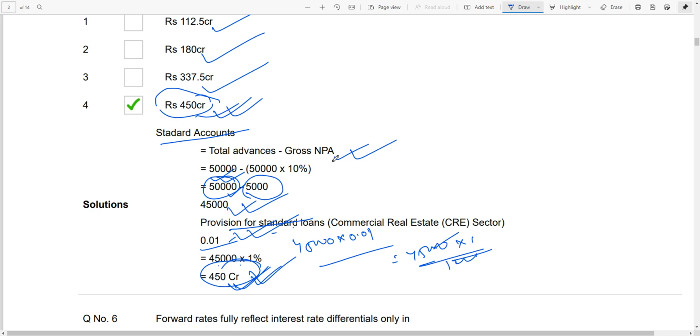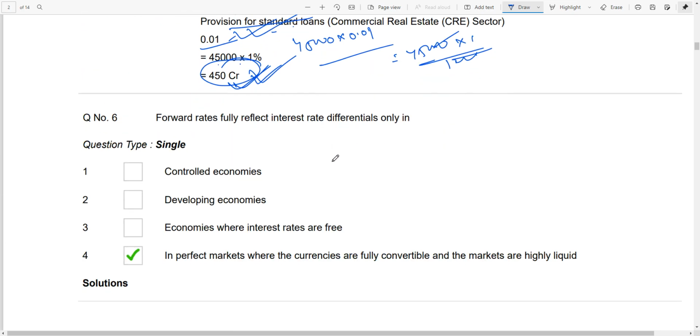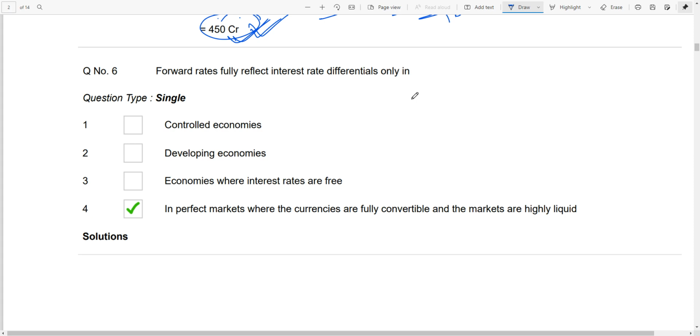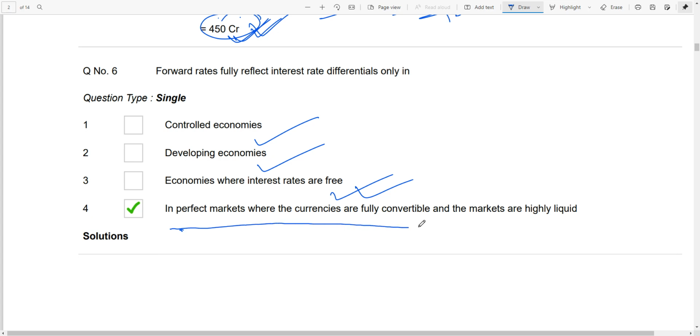Next question. Forward rates fully reflect interest rate differentials only in: controlled economies, developing economies, economies where interest rates are free, or perfect markets where the currencies are fully convertible and markets are highly liquid.